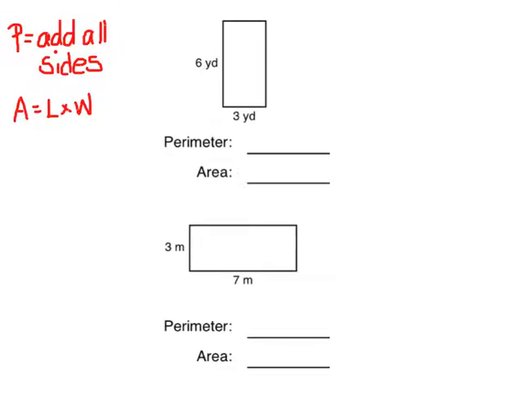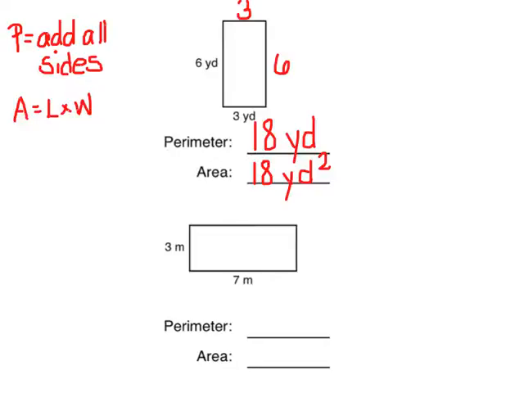Now we're going to find the perimeter and area of these two shapes. Remember, perimeter, add all sides, area, length times width. On this first rectangle, I have 6 and 6, which is 12, and 3 and 3, which is 6, and that gives me a perimeter of 18 yards. The area, multiply the length times the width. 6 times 3 is 18. So I have 18 square yards. But here I say square because I'm talking about the square units inside the shape.